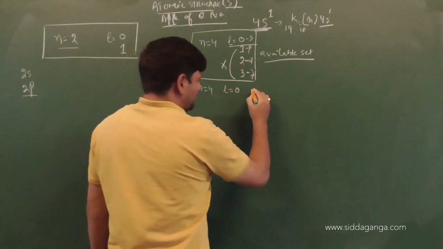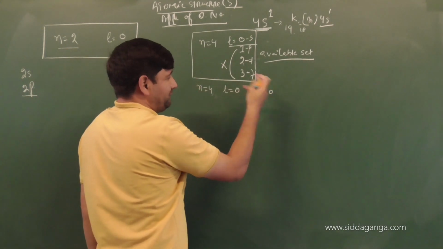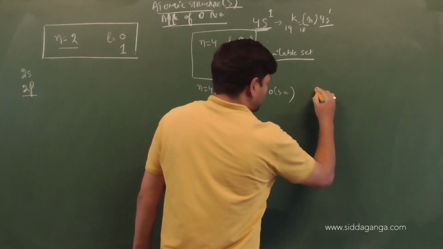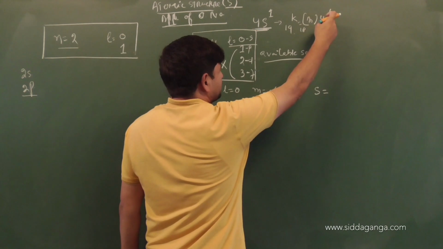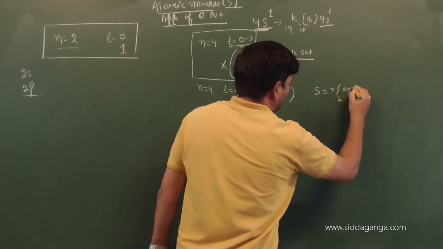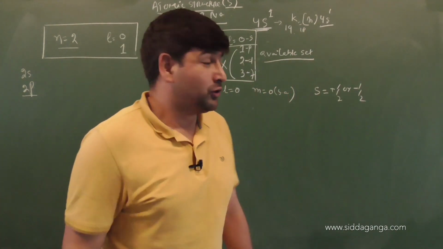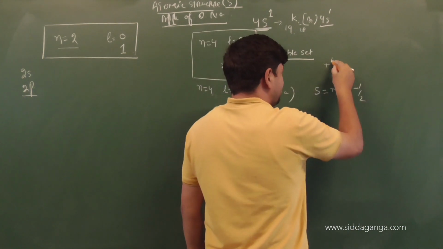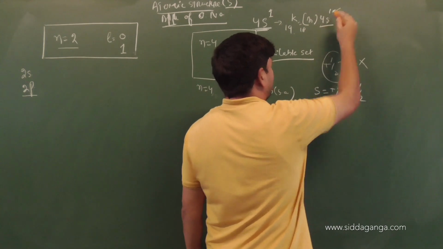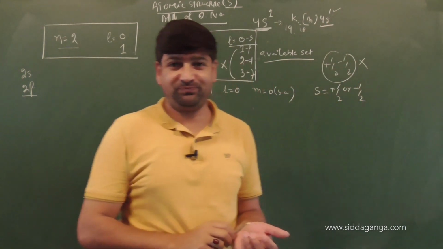Once l is known to you, m will also be 0, because when l value is 0, m value will also be 0, which is the s orbital. And the spin quantum number, that is s. How many electrons do you have there? 1 electron. It will be plus half or minus half, not both plus half and minus half. So you cannot write it like this, plus half, minus half. That is not available because you have only 1 electron, which can have 1 rotation with respect to its axis.